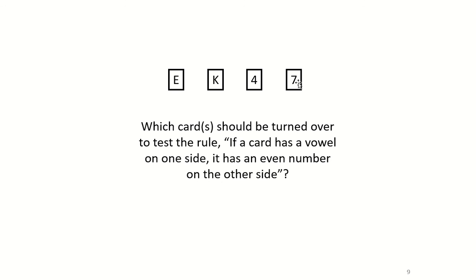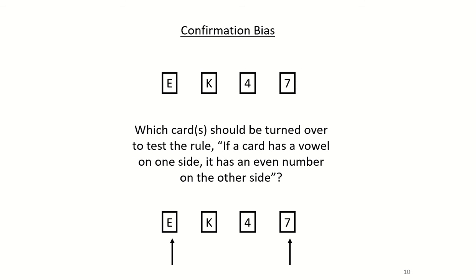Here is an odd number. If the rule is true that a vowel on one side means an even number on the other side, then if this is an odd number, there should not be a vowel on the other side. So we flip over 7 in order to see if we can actually disconfirm the rule. This is hard for people to do because they tend to want to just confirm rules that they already have rather than disconfirming them.